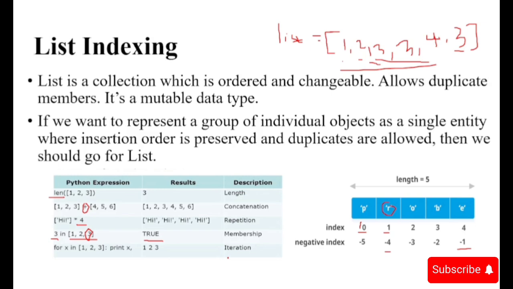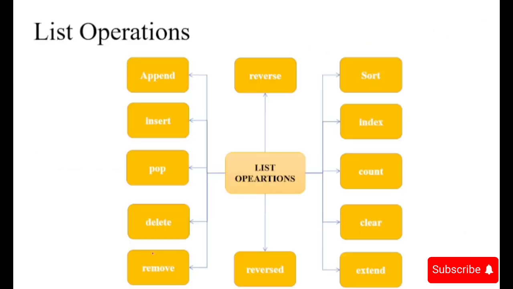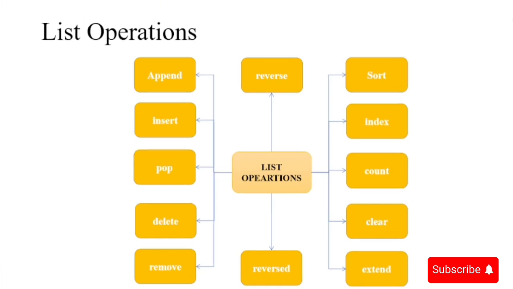And then iteration, of course we can iterate through a list, that is printing the value of a list through a for loop iteration. This is simply some of the operations that we can do in a list. So here are the detailed operations. Other operations, we have sort, index, count, clear, reverse, remove, delete, pop, insert, and append. So these are basically list operations.